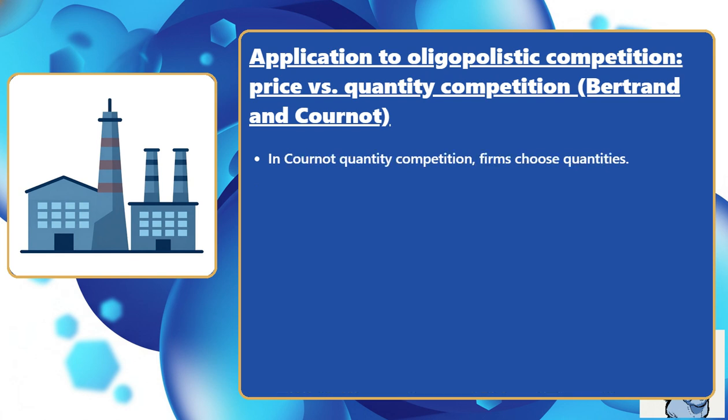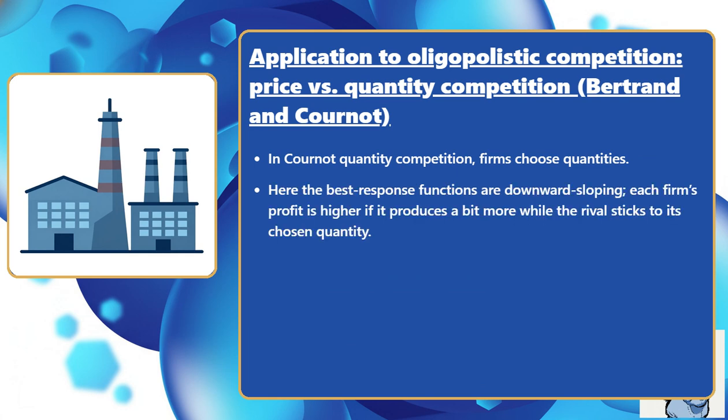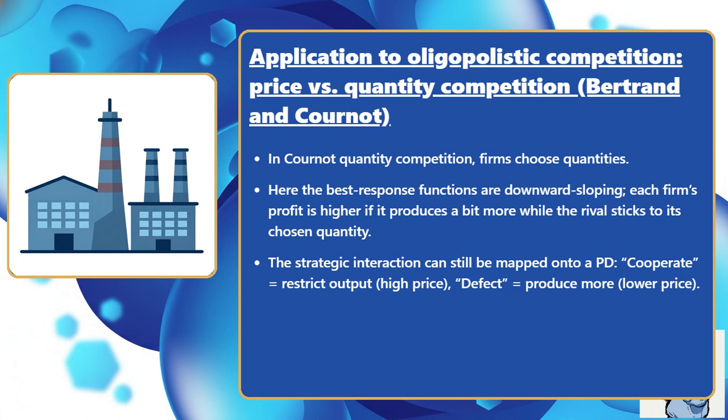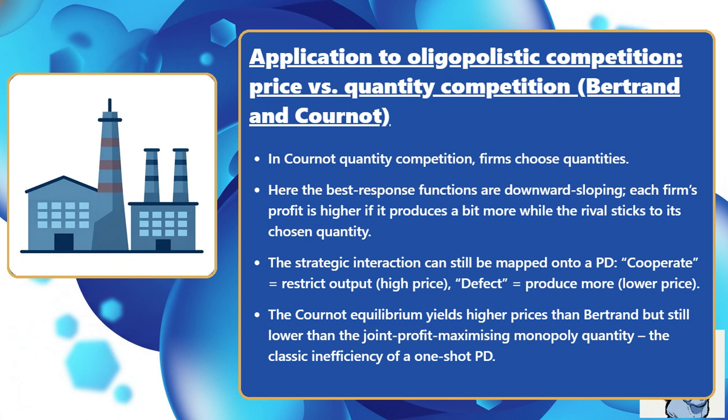In Cournot quantity competition, firms choose quantities. Here the best response functions are downward sloping. Each firm's profit is higher if it produces a bit more while the rival sticks to its chosen quantity. The strategic interaction can still be mapped onto a PD. Cooperate equals restrict output, high price; defect equals produce more, lower price. The Cournot equilibrium yields higher prices than Bertrand, but still lower than the joint-profit-maximizing monopoly quantity, the classic inefficiency of a one-shot PD.